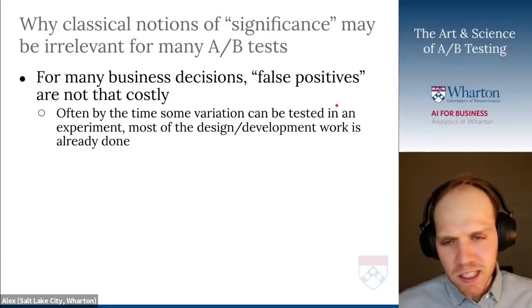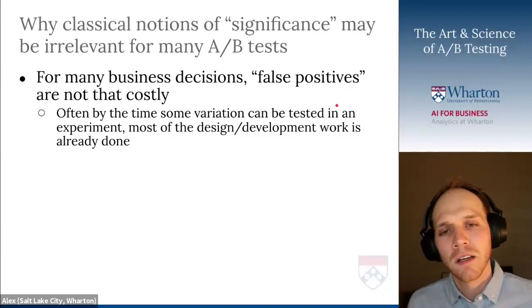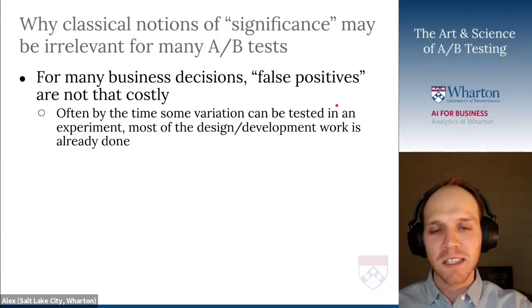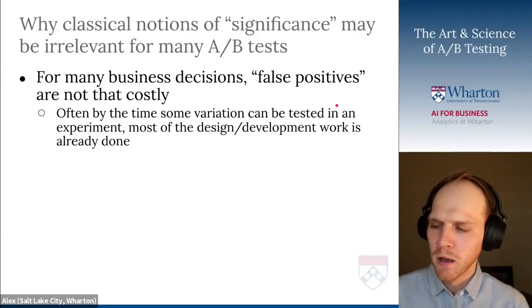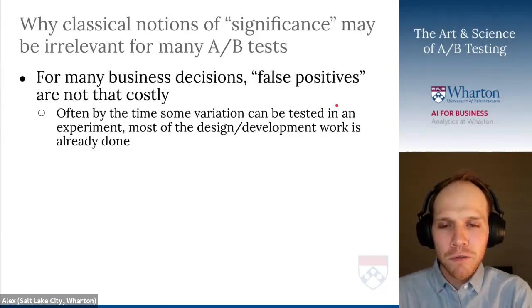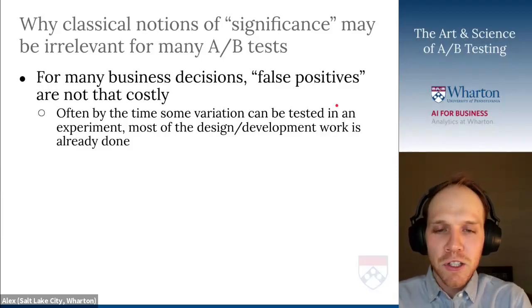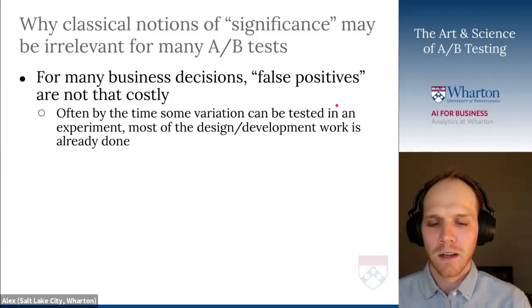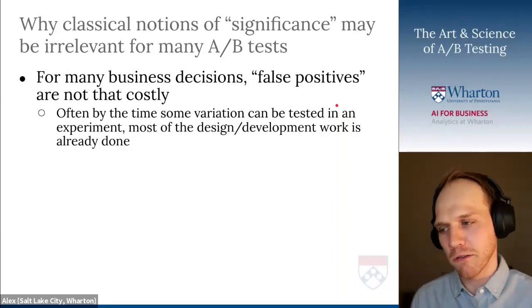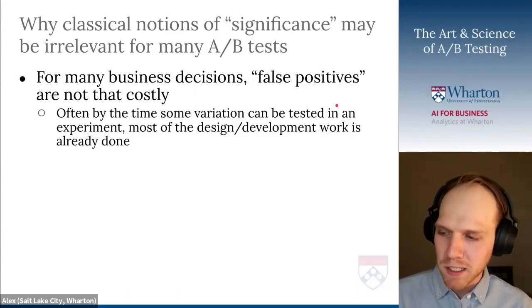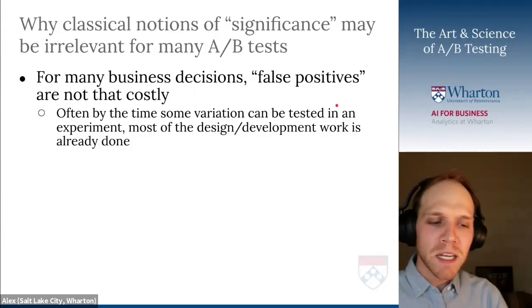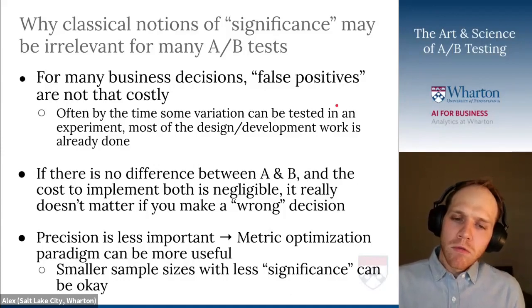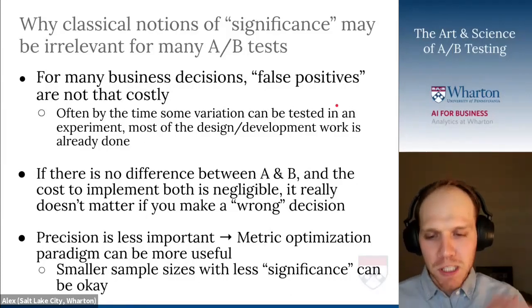And one way you can think about this is the fact that in a lot of situations, false positives in A/B testing are really not costly at all, right? By the time you have a hypothesis to test, by the time you've developed two different versions of your website, if there's really no difference between the two versions, there's no cost in making the quote unquote wrong decision. There's no cost in saying there was an effect when there was no effect in terms of the impact on your conversion rates. To say that there's no difference means that they have the exact same conversion rate. So there's not a big cost in making the wrong decision there. So in this situation, I think precision is much less important.